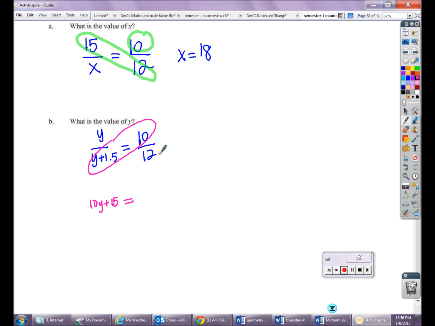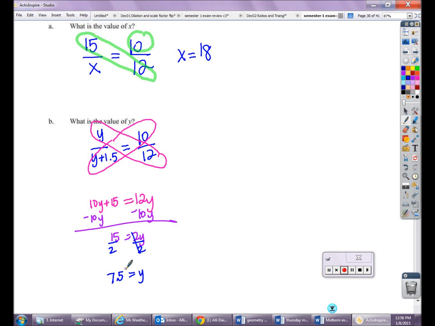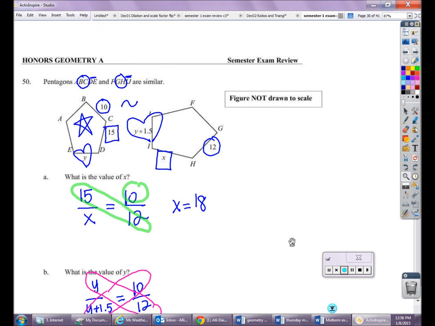Equal sign, and then the other diagonal, 12 times y, is 12y. Alright, so I'm looking at my 10y and 12y, and I'm asking myself if they're friends or enemies. They are enemies. They're on different sides, and the 10 is going to lose. Alright, so the 15 drops. 12y minus 10y is 2y. Alright, y is married to 2. Let's get a divorce with 2. So y is going to end up being 7.5. 15 divided by 2.